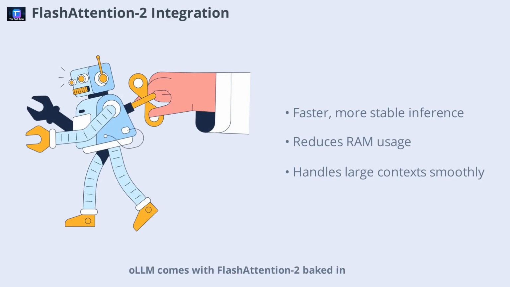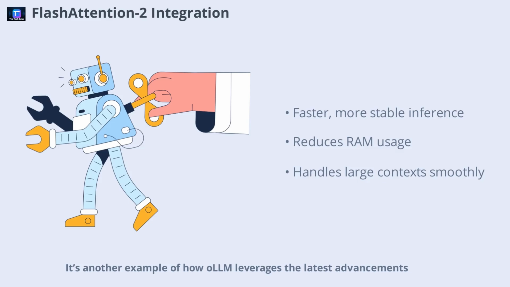oLLM comes with Flash Attention 2 baked in, which is a game changer for both speed and stability. Flash Attention 2 helps reduce RAM usage and boosts the overall efficiency of the model's inference process. This means you get faster responses and more stable performance, even when working with extremely large context windows. It's another example of how oLLM leverages the latest advancements in AI engineering to deliver top-tier results on modest hardware.